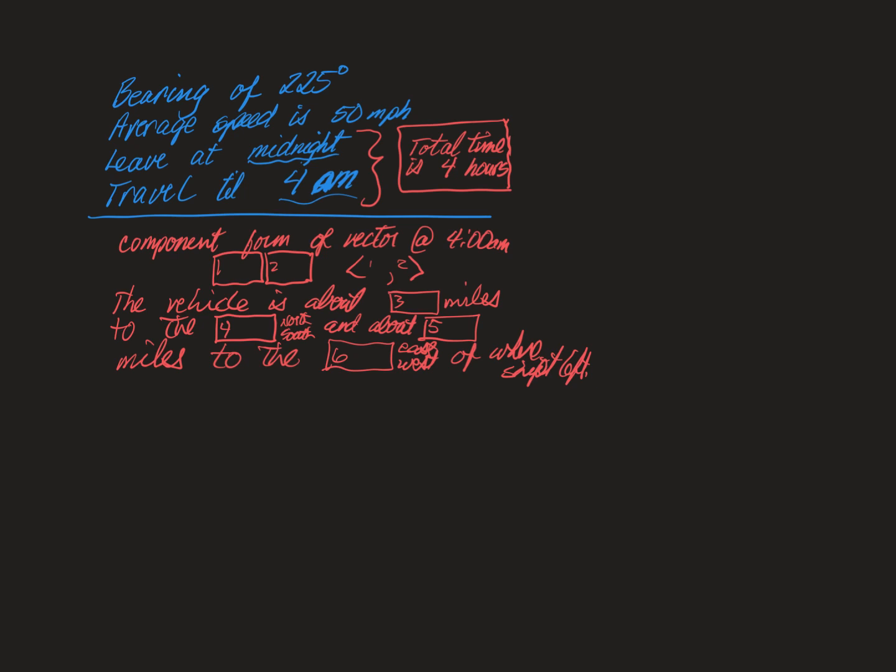So 225 degrees, here's 90 degrees, here's 180, so 270 to the next line, so 225 is in there somewhere. So this is where our vector is. Now notice how we went from true north and not from the x-axis or east like we normally do for trig. Excuse me, I apologize.